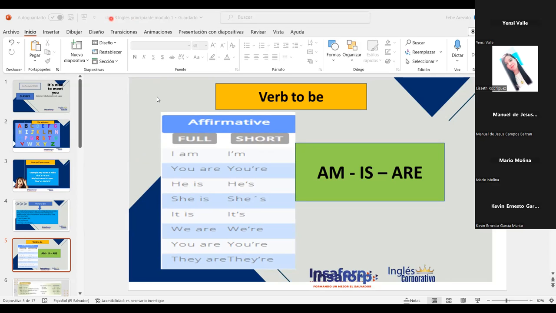Let me have Lisette Rodriguez, you are full form. And let me check Kevin Ernesto, you are short form, action. Okay, I am.